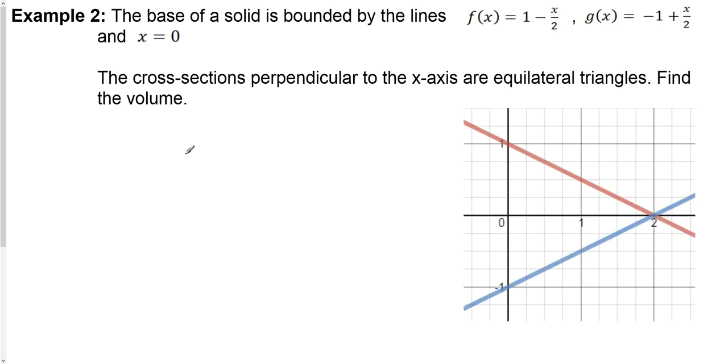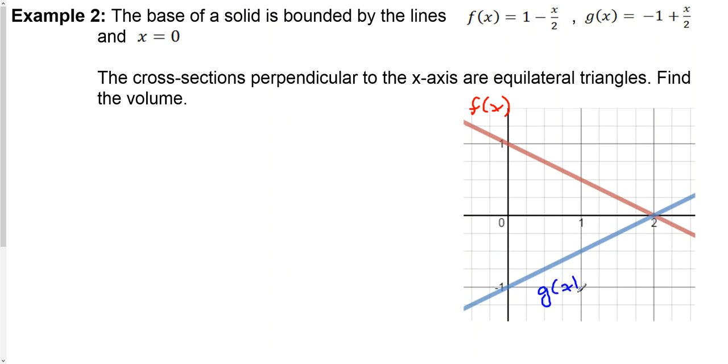All right, let's do an example where we can do the integration sort of analytically here. So let's see, we've got the base of a solid is bounded by the lines f(x) equals 1 minus x over 2, and g(x) equals negative 1 plus x over 2, and x equals 0. So I've already drawn a little graph here of what these lines look like. The red one here is f(x), and then the blue one down here is that line g(x).